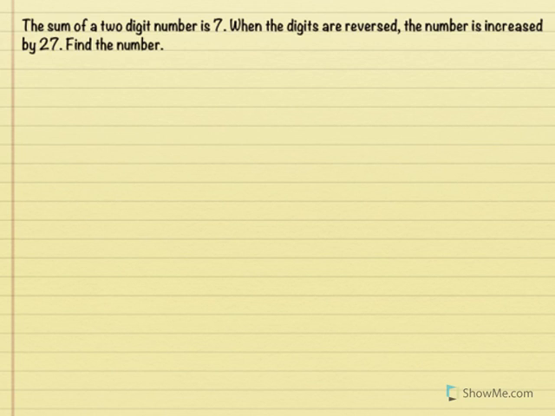So let's pretend our number is xy. This is not x times y, this is just the number. So if it happened to be, let's say 16, then x would be 1 and y would be 6. So these are just placeholders for our digits. x and y are the two digits we're looking for because really that's all we need to solve the question.